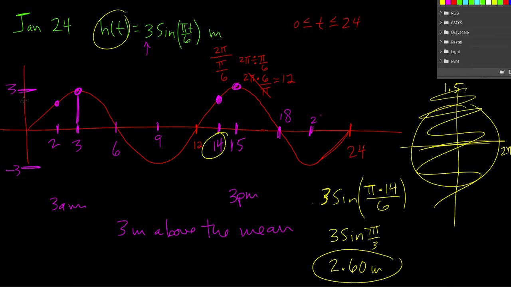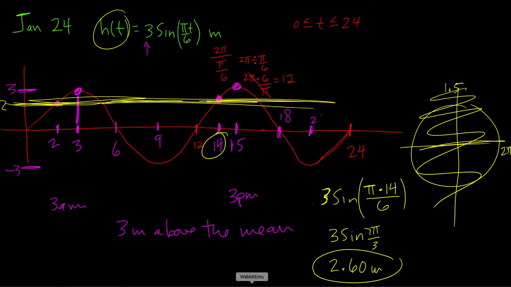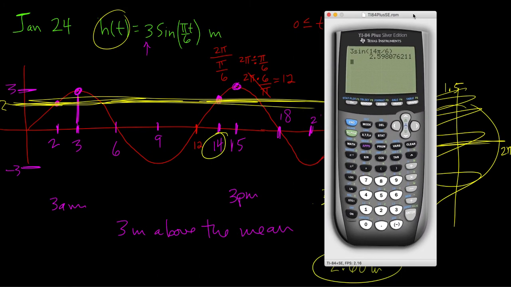Okay, so essentially we draw a line, and this isn't going to be perfect. We draw a line across and see how many times it intersects and where it intersects. So I'm going to go back to my calculator. We are going to graph 3 sine of pi x divided by 6. And then we're also going to graph y equals 2.